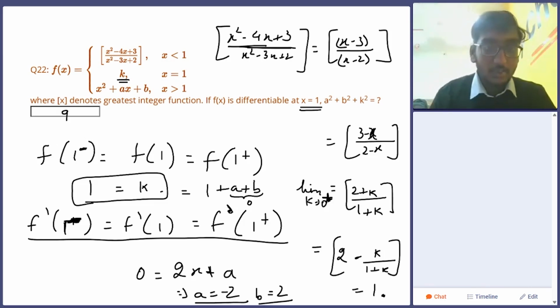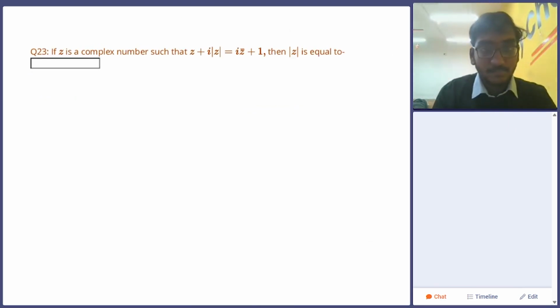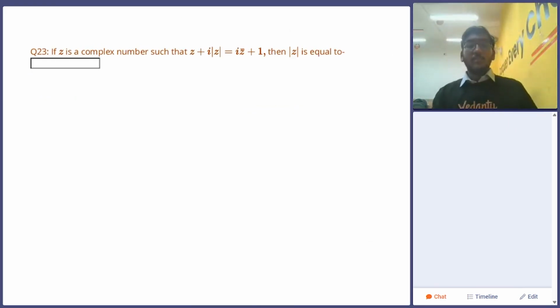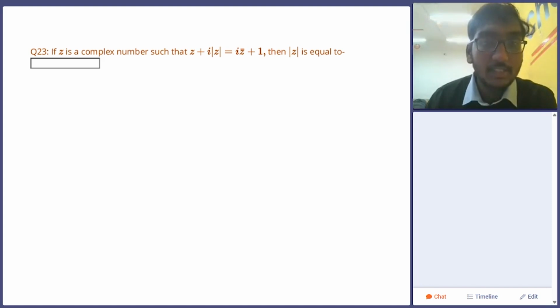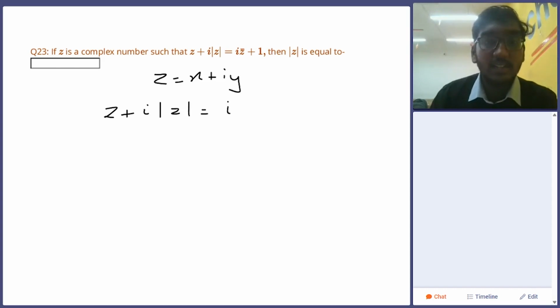Okay, we will move to the next question. This question is from complex numbers. They have given that z is a complex number such that z plus i mod z equal to i z bar plus 1. Let's assume z equal to x plus iy. I'll directly write it instead of z as x plus iy.